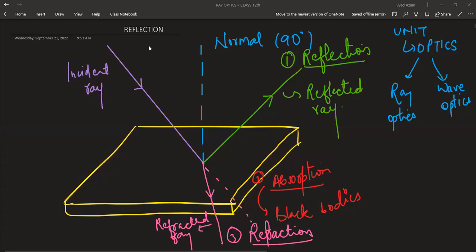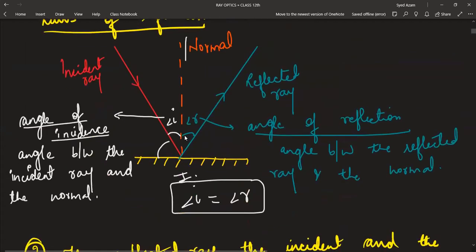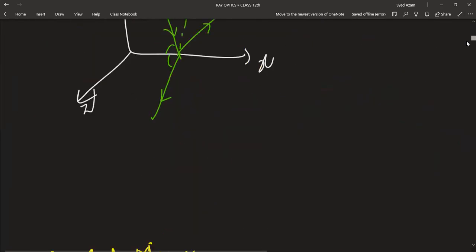The incident ray and the refracted ray lie on the same plane. Yes, and the angle of incidence and the angle of refraction are always equal. Angle of reflection, not refraction. Oh, yeah. Okay. Yes, very good. Correct. Absolutely right. Angle of incidence and angle of reflection both are equal to each other, and all these three rays, incident, normal, and reflected ray, all of these lie in the same plane.